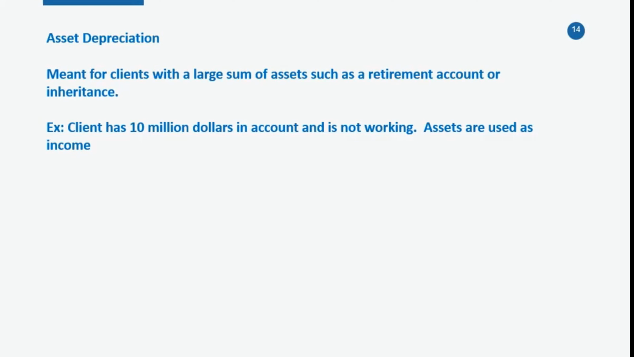Does that mean that you can possibly be making very good income? Yes. So the higher the assets, the more the income. This also works for inheritances. Your parents might have passed away, they left you a lot of money, you decide you no longer want to work, or you want to supplement income using the asset depreciation, you can.